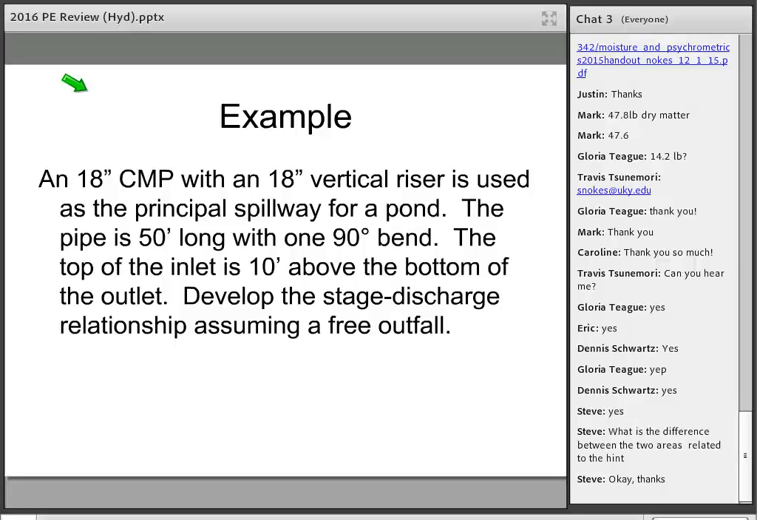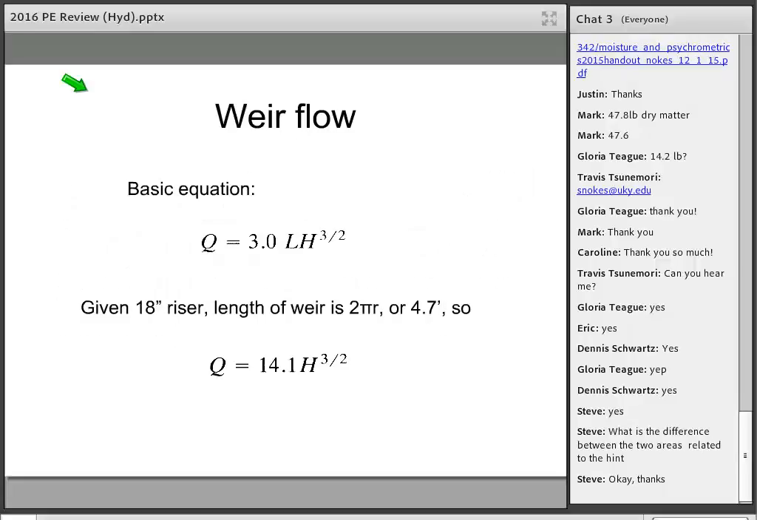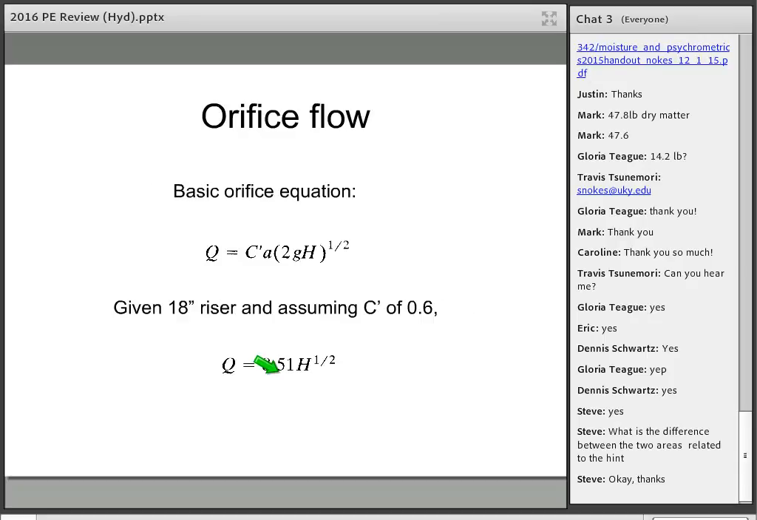So you grab the equations you need, the basic weir flow equation with an 18-inch diameter riser. The length of the weir is 2 pi r, or about 4.7 feet, so you can pop that one in there. So you got 14.1 times h to the 3 halves. The 4.7 times the 3 is where the 14.1 comes from. So that's the equation for the weir.